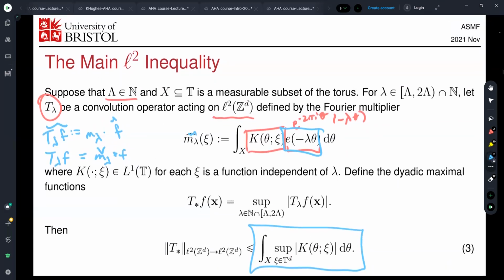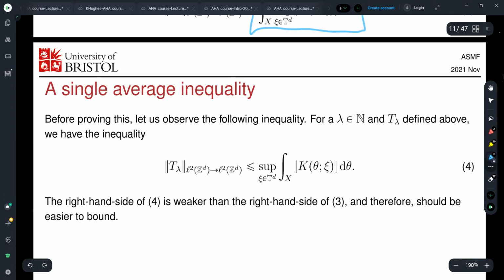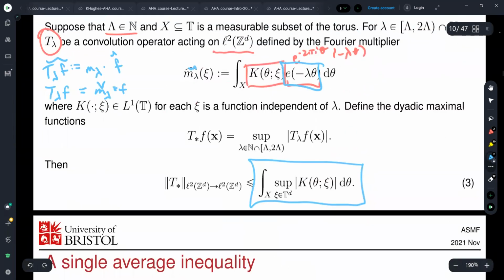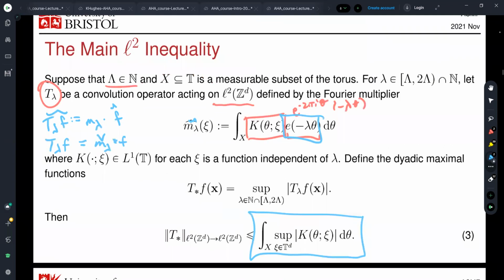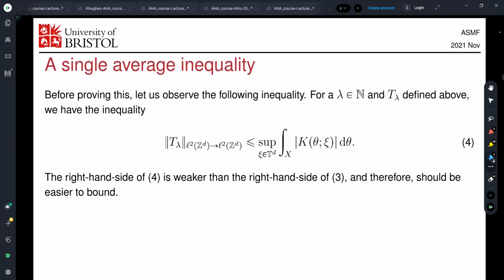So I haven't said how this relates to the average at all yet. But let's go ahead and see where this is coming in, or let's give something simpler first before we see how to prove this. So there's a very straightforward bound if I were just to have a single average instead of this dyadic maximum, right? So assume that T_λ is defined just as above. Again, it's convolution with the inverse Fourier transform of this multiplier. And now you want to know its L2 norm. It turns out its L2 norm satisfies this bound, where I do the L1 norm of my function first, and then the L infinity norm.